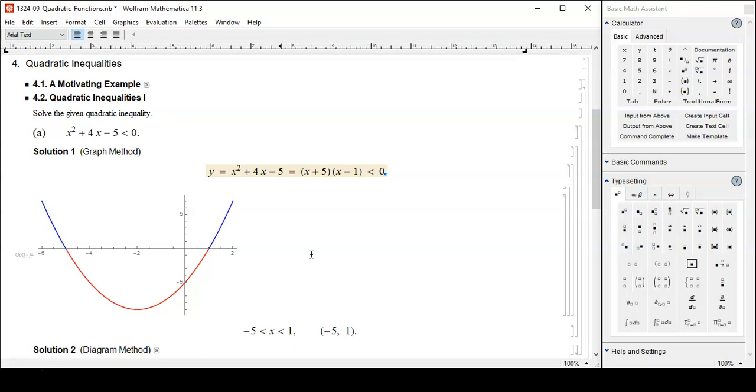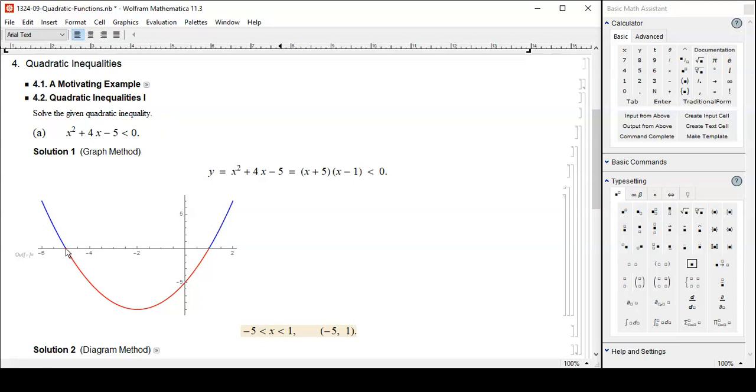What portion of the graph has y-coordinate less than 0, red or blue? Above the x-axis or below the x-axis? Which y-coordinate is less than 0? It's the red region. And for that, the x value has to be between -5 and +1, or in other words, the interval -5 to +1. Make sense? Always couple with a graph.